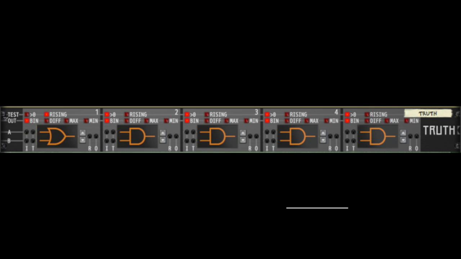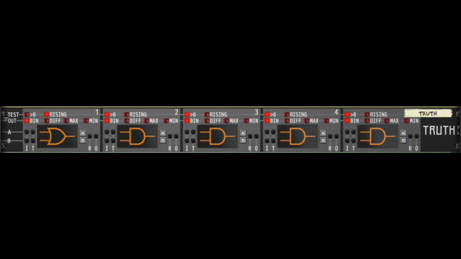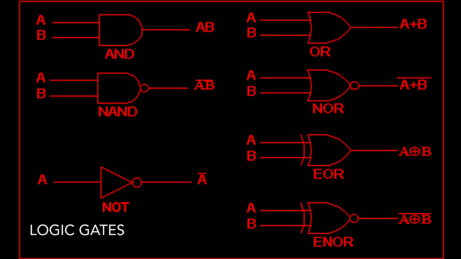Okay, so the first question: here's Truth, and what is Truth? Not a philosophical question, a practical one. Well, it's a logic gate, and here are logic gates. So at this point, if you were like me, you're like, what's a logic gate? Okay, let me look that up.